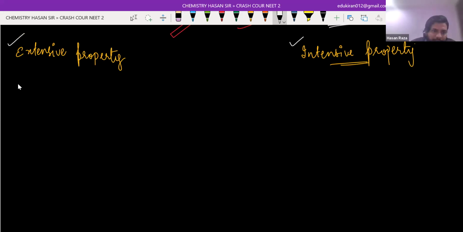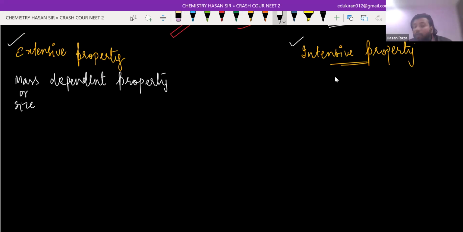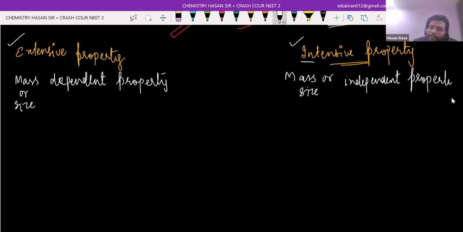First I'm going to write mass dependent. Mass dependent means, indirectly, that it is size dependent. I'm going to write mass or size dependent property. I will take an example, you will see. And this is how you are going to remember it. Intensive is independent, so extensive will be dependent on what? Mass or size. So intensive is a mass or size independent property.